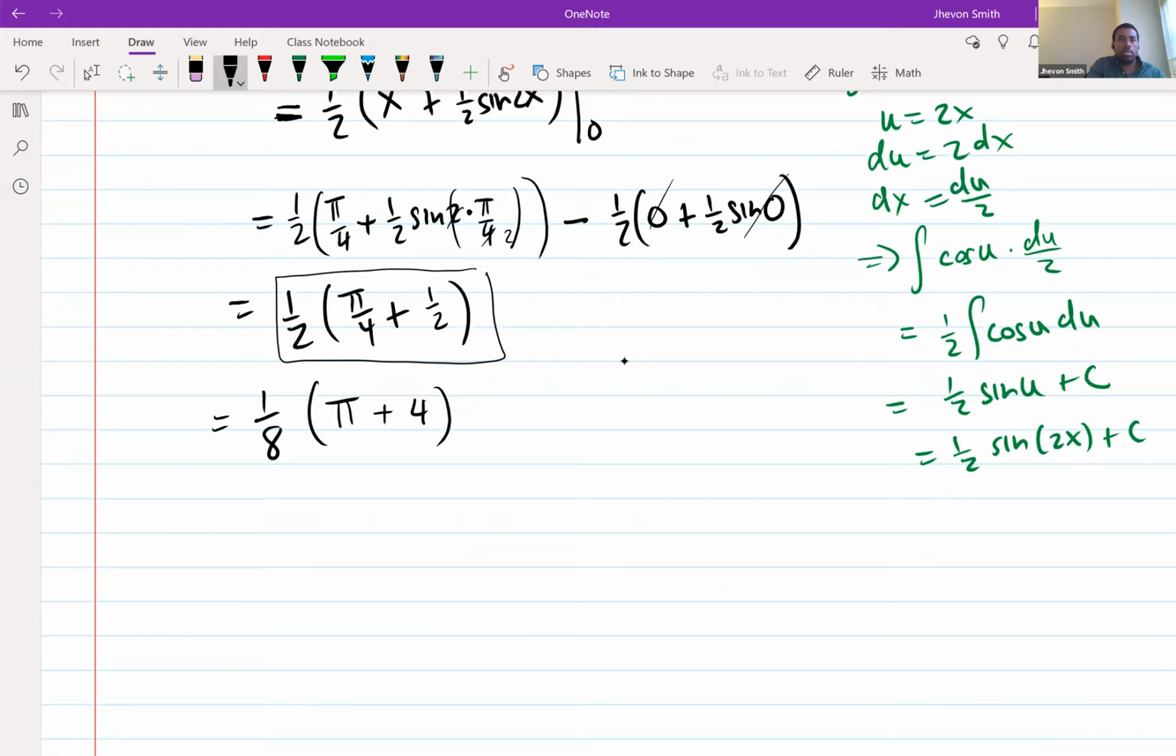No, that should be 4. That should be 1/4 when I multiply out. I combined the 2 and the 4, so now I'm looking at the 8. It should be 4 over here. So factor out 1/4. That would leave me with pi. And over here, that would leave me with 2. So it's 1/8 pi plus 2.